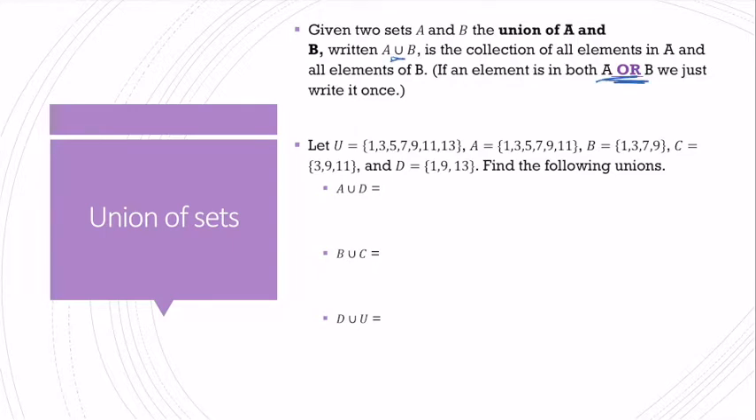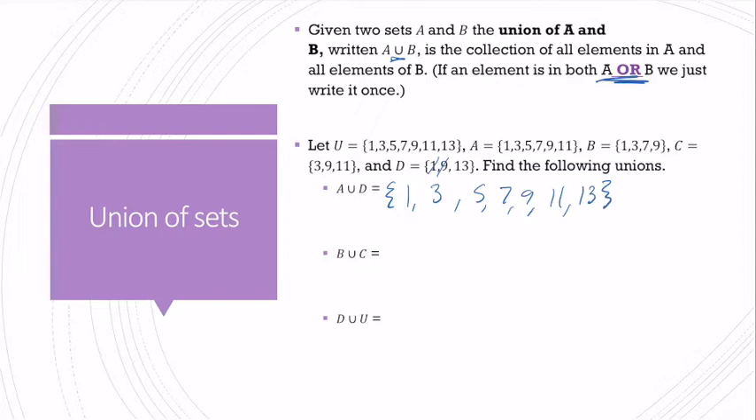Let's look at A union D. So the first thing I'm going to do is I'm going to take all the elements of A. I've got 1, 3, 5, 7, 9, 11. And then I'm going to collect all of my elements in D that I don't already have. So I already have a 1, I already have a 9, but I don't have a 13, so I can add that to my set. So here's the set A union D.